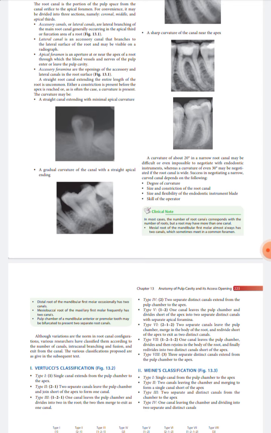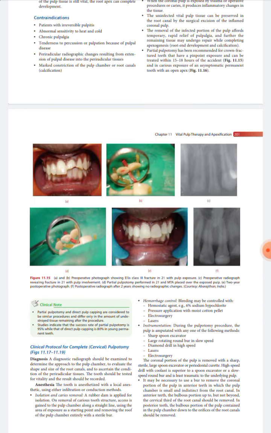Apical foramen is an aperture at or near the apex of a root through which blood vessels and nerves of the pulp enter.